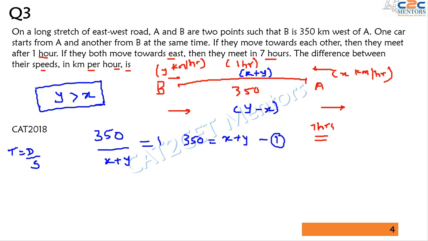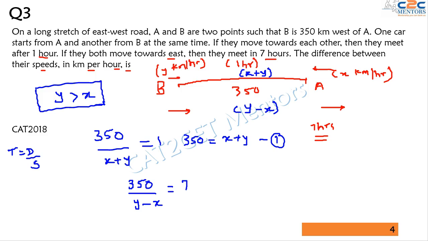Another equation will be, again the relative distance between A and B is going to be 350 kilometers. So this is the one thing that I was talking about initially, where the relative speed concept is much easier. It makes our questions very easy. So this is when 350 upon y minus x is equal to 7 hours.